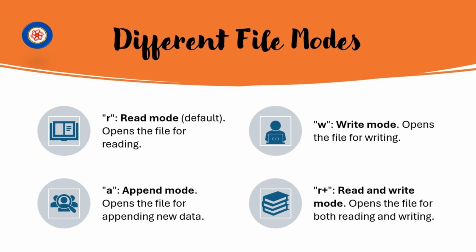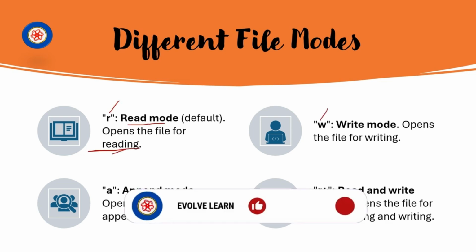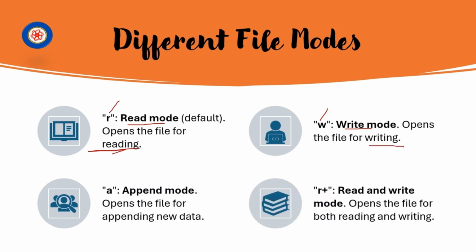Python provides several modes to work with files, and here are the most commonly used ones. R represents read mode, which is used to open the file for reading. W represents write mode, which opens the file for writing or overwriting any existing content. A represents append mode, which opens the file to add new data without removing the existing content. Finally, R plus, which represents read and write mode, which opens the file for both reading and writing.